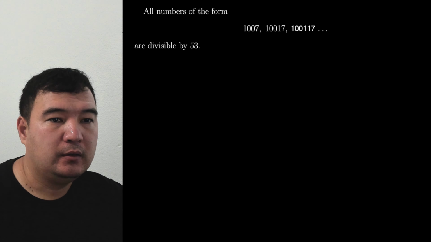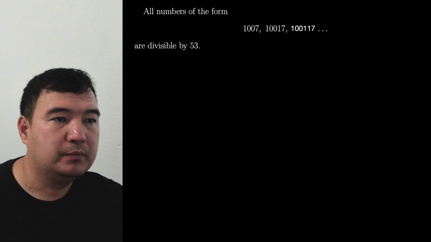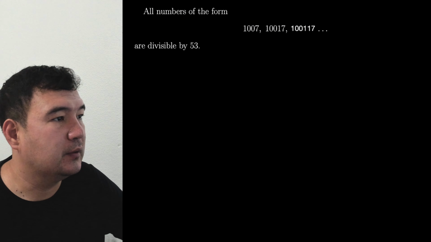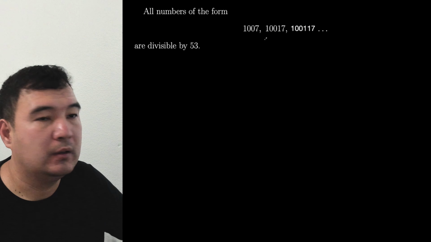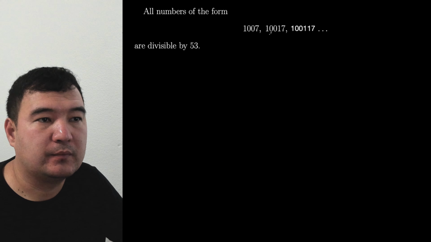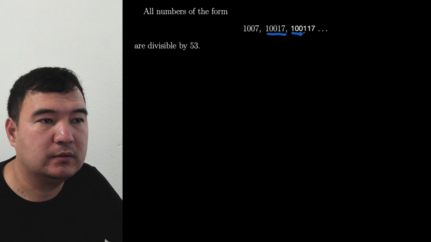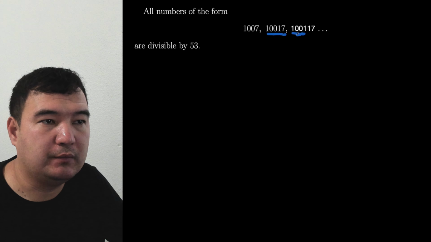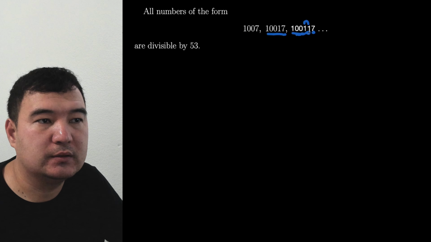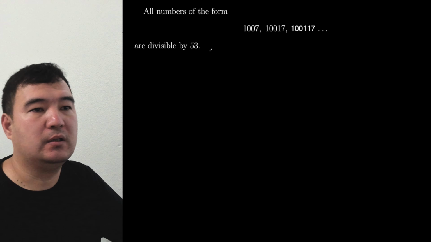So here's a pattern that you can prove by induction. All these numbers given here use this pattern: 1007, 10017, 100 and then 7. You just keep adding these ones. All these numbers are divisible by 53.